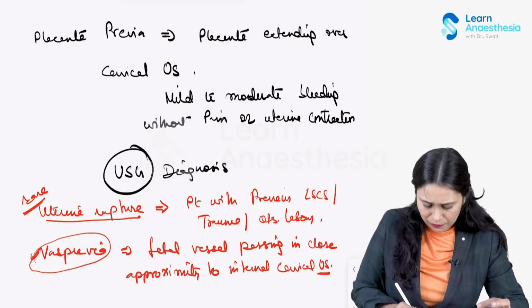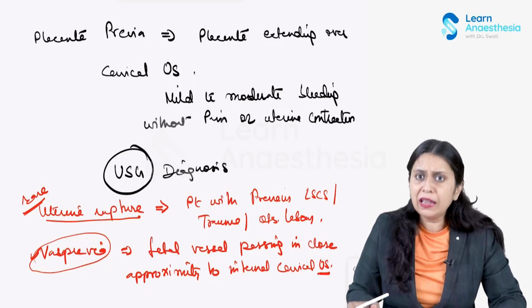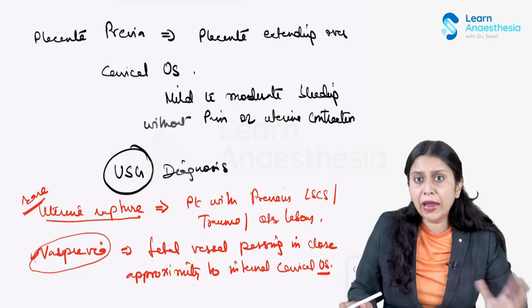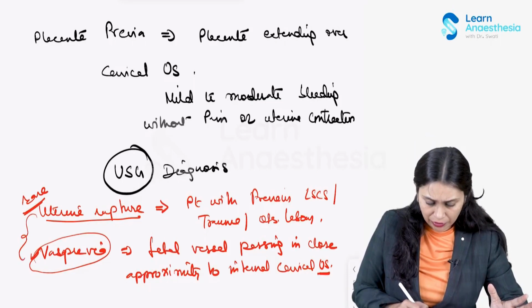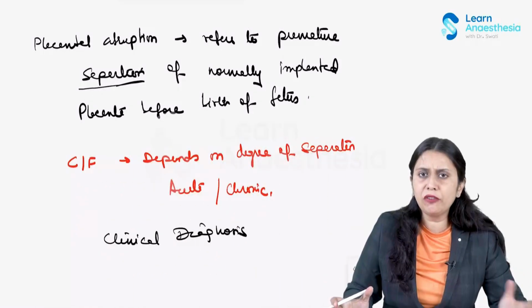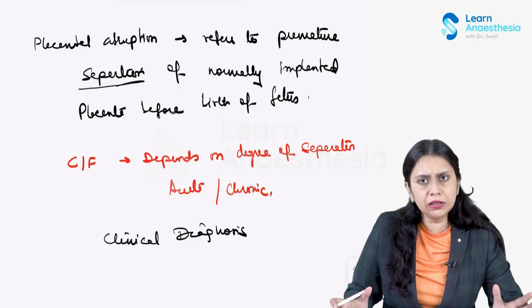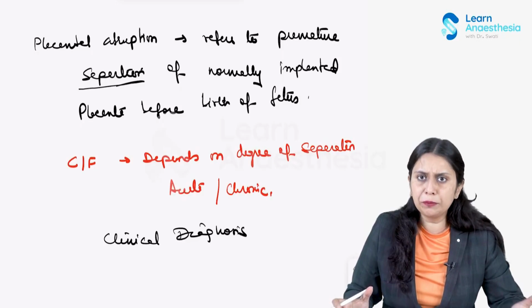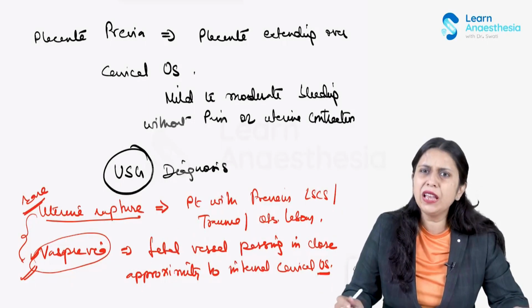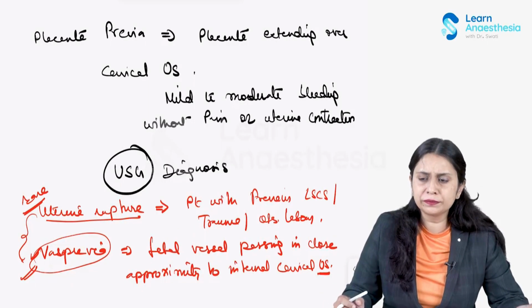It's called vasa previa, and this is again abnormal. It is again a rare cause. So these two are rare causes. Okay, so this is the etiology of antepartum hemorrhage. In more than 50% of the cases, it is either abruptio placenta or placenta previa, and some rare causes like uterine rupture, vasa previa, and some other causes can also be there. Okay, so this is the etiology of antepartum hemorrhage.